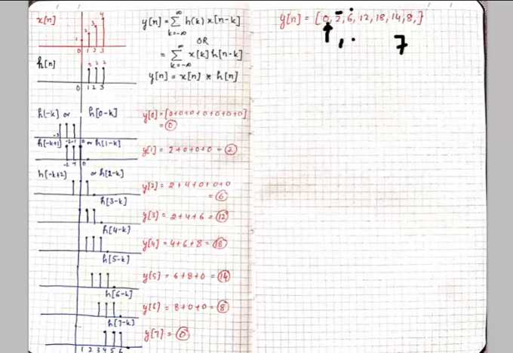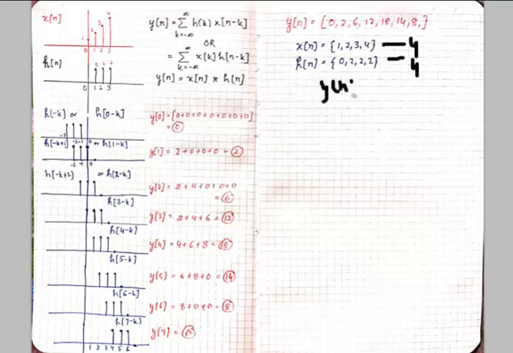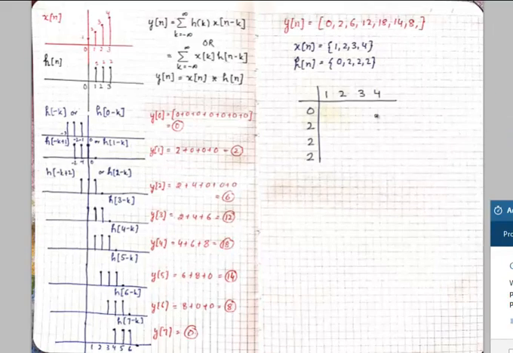And there's this very famous formula to see how many values we can get at the output. If x of n has 4 samples, h of n has 4 samples, y of n will have 4 plus 4 minus 1 samples. So samples in x and samples in h are added, and then 1 is subtracted from them. So we've gotten our answer correct.